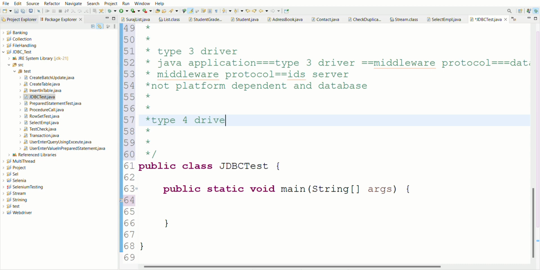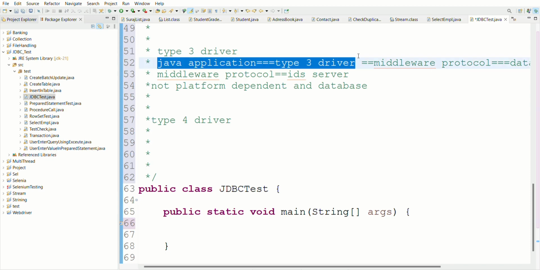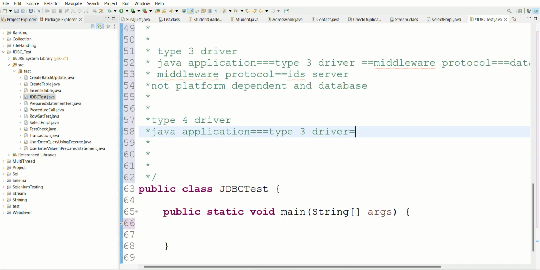Type 4 driver. Now let me learn about the type 4 driver. Here I will copy the diagram, since the video is getting so lengthy, I need to reduce the time. Here the Java application calls or requests are directly transferred to the type 4 driver, and the type 4 driver will directly communicate with the database. There is no intermediate.